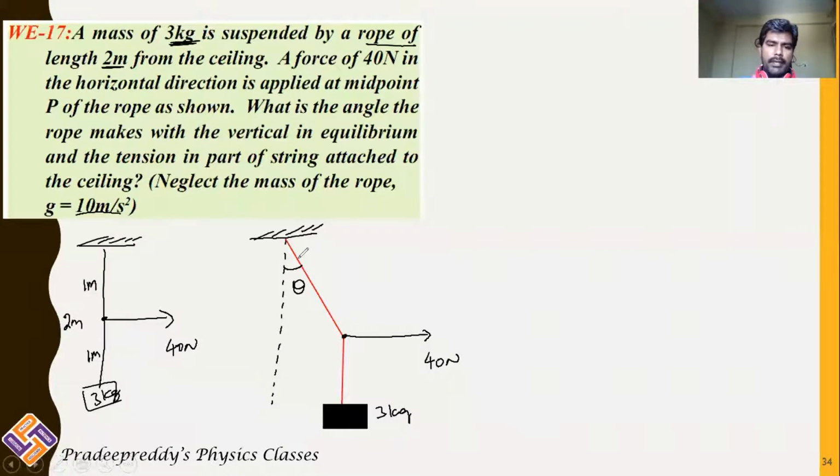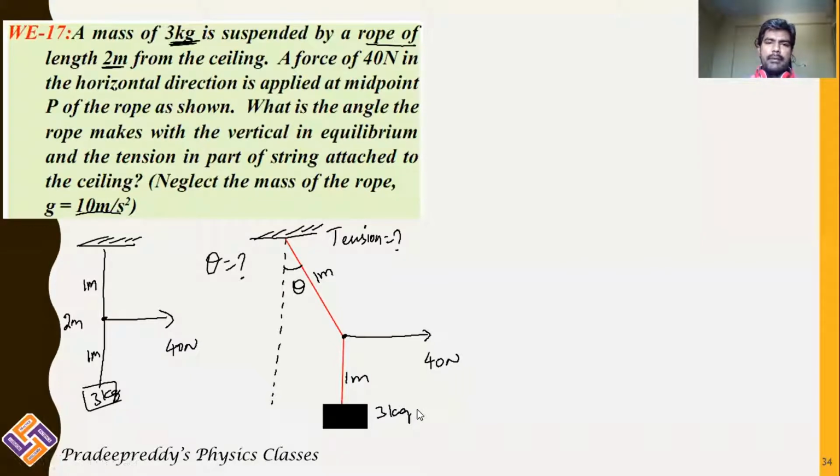This is the point where you are applying force. This is 1 meter, this is 1 meter, and the mass of the body is given as 3 kg. What are you supposed to find out? What is the angle the rope makes with the vertical in equilibrium? You want to find out this theta. Theta is equal to how much? And also find out the tension in the part of the string attached to the ceiling. That means you want to find out the tension in the string attached to the ceiling.